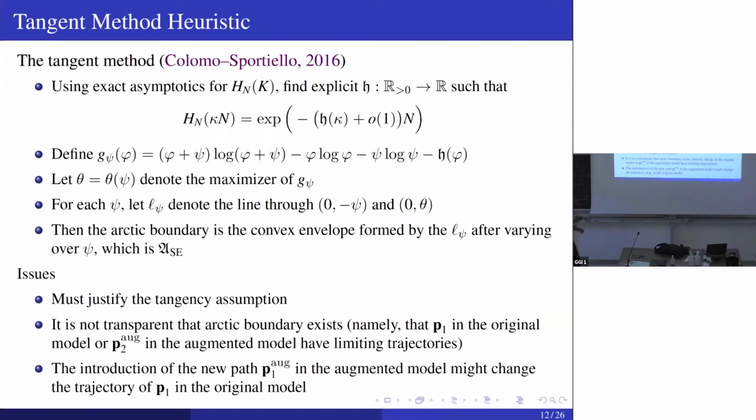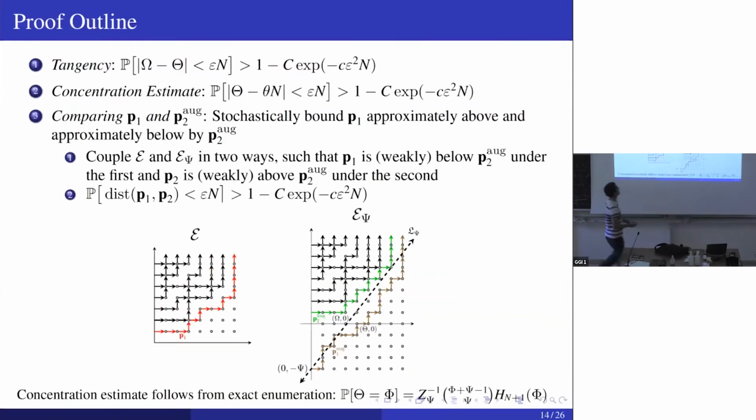This theta is again the maximizer of this function. So the second statement is a concentration bound, which tells me that with high probability, this capital theta, which is where the brown curve is exiting the x-axis, concentrates around theta n with very high probability.